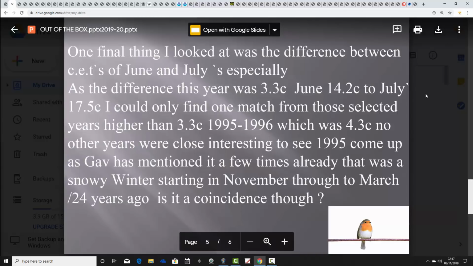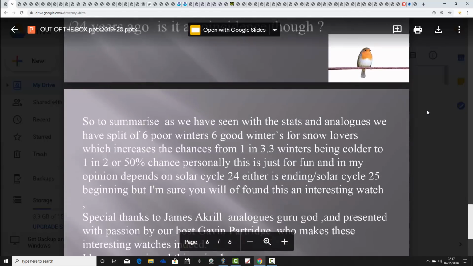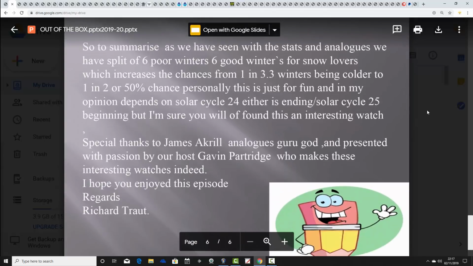Interesting to see 1995 come up, as Gav has mentioned it a few times already. That was a snowy winter starting in November through to March, 24 years ago. Is it a coincidence though? Question mark. And then Richard finishes.